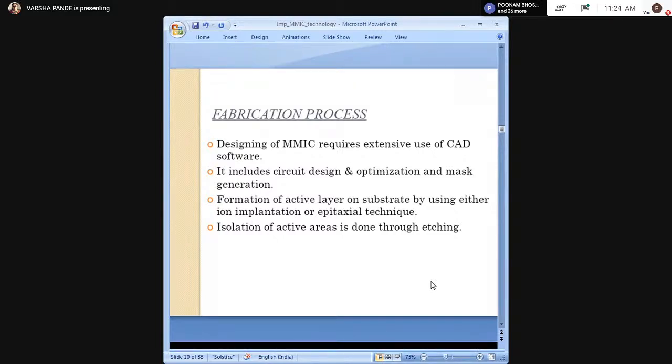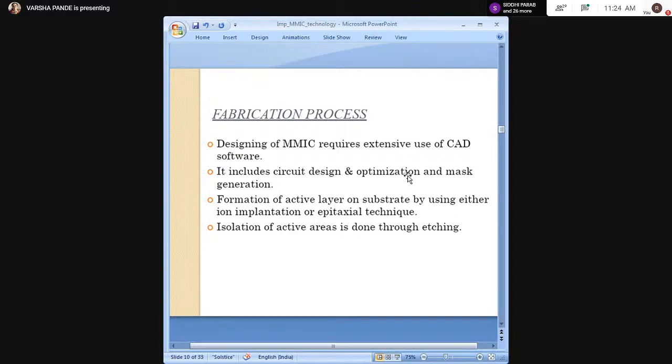The circuit should be connected to each other with less interconnection. It means the circuit should become small, very few components are required, and less interconnectivity should be there. That is nothing but the circuit design, optimization, and mask. Every layer requires a different mask. All these three things, circuit design, optimization, and mask generation, are done with the help of a CAD type of tool, which is a software tool.